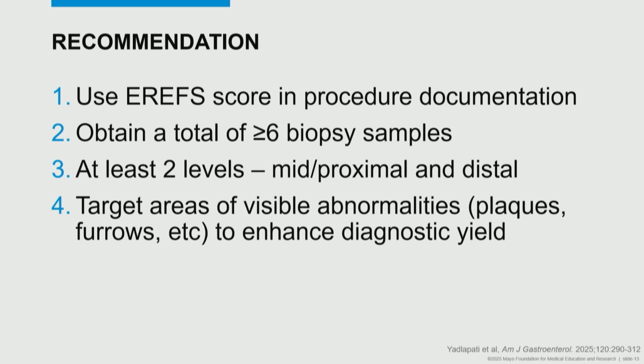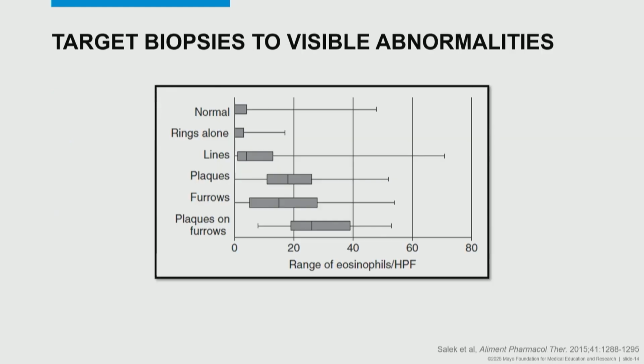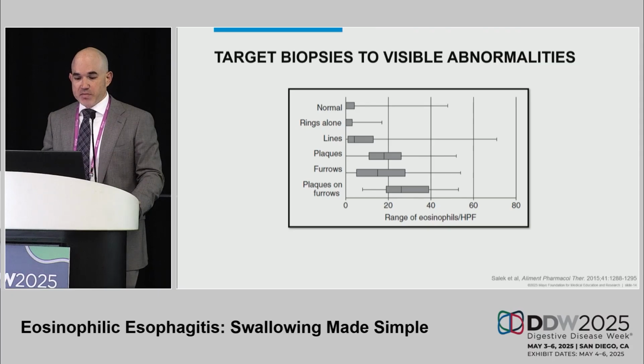So when you're taking biopsies, really try to target those areas that look the most like EOE. Why would we do this? Well, here's a study from Kathy Peterson and colleagues where they actually looked at the distribution of eosinophilia based on the endoscopic features. And not surprisingly, when we saw plaques and furrows and we biopsy those areas, we see a higher number of eosinophils in the biopsy.